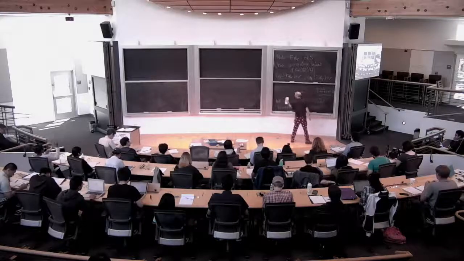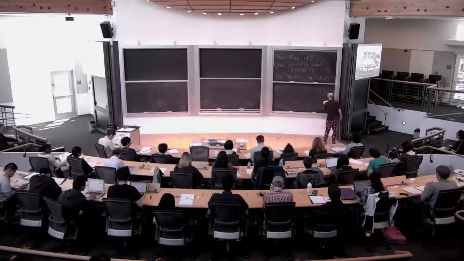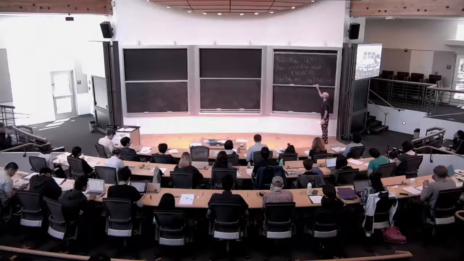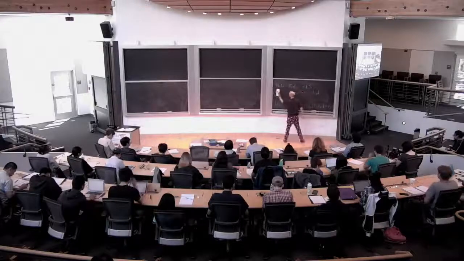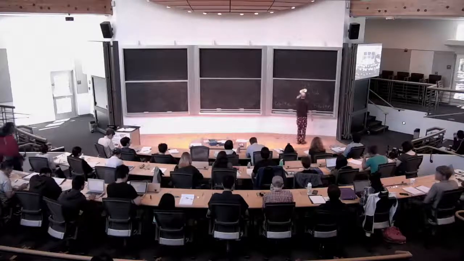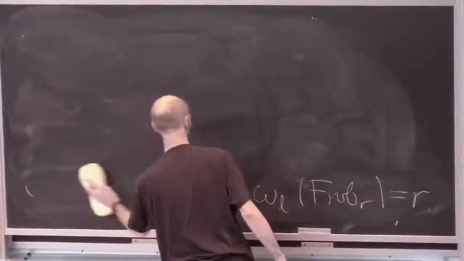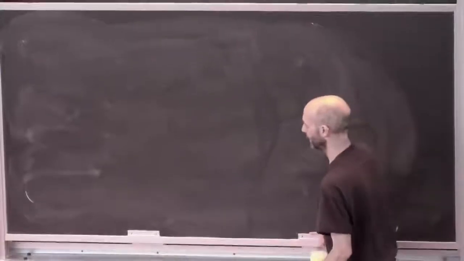You see, that would kind of be cool, right? If they both took values actually in GL_N of Q instead of GL_N of Q_l, then you would be able to use Brauer-Nesbitt for Q. But the problem is these cyclotomic characters don't take values in GL_1 of Q. In fact, in some sense, that's actually a proof, right? If they were both taking values in GL_1 of Q, then you would be able to use Brauer-Nesbitt.